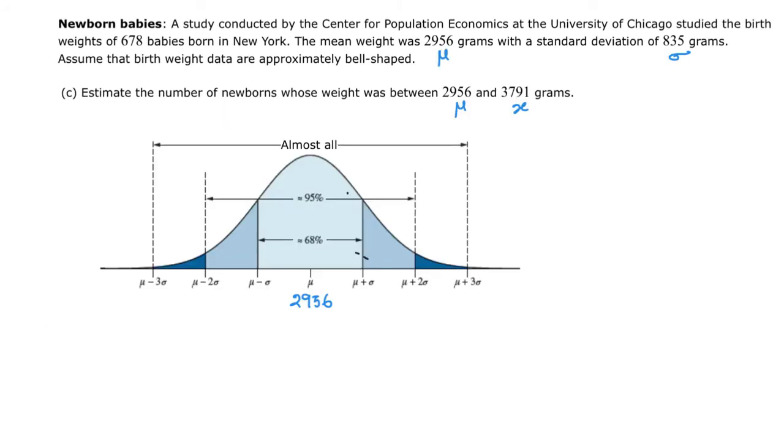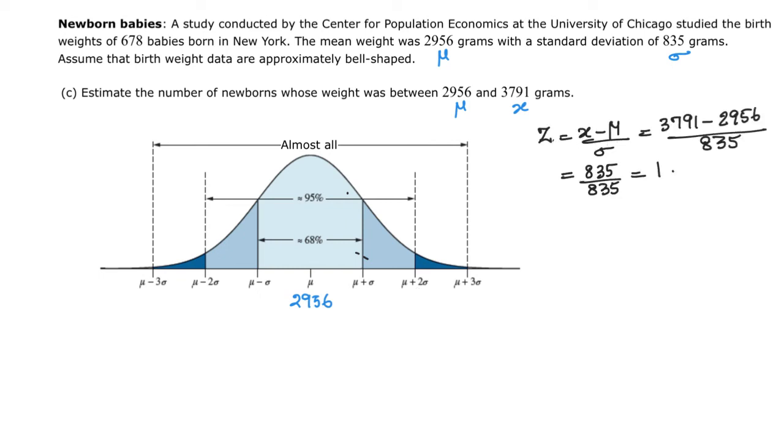Now look at another example. In this one, we need to estimate the number of newborns whose weight was between 2956 and 3791 grams. So this is actually mu. Now we need to find out how many standard deviations away from the mean this value is. Since this is greater than mu, it will be above the mean. Since z is 1, this value is 1 standard deviation above the mean. That means the value is here.